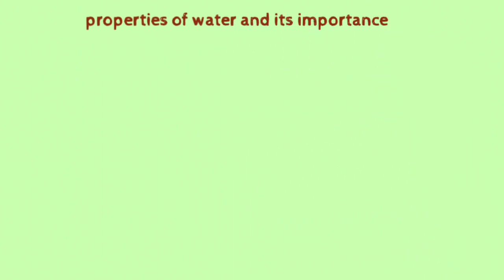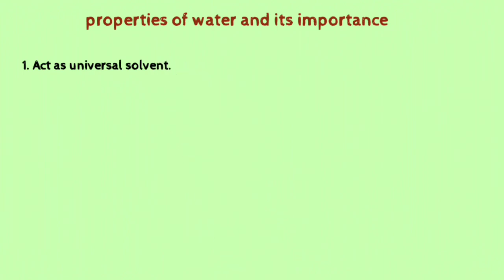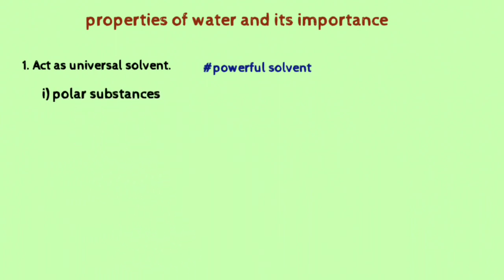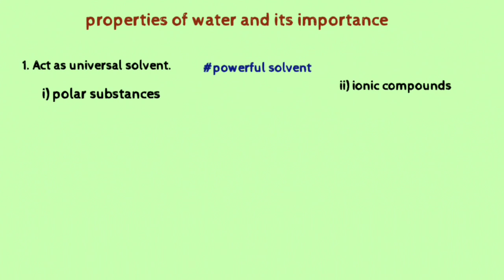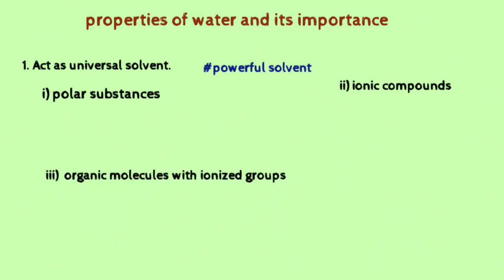Properties of water and its importance. First, water can act as a universal solvent because of its polarity and its ability to form hydrogen bonds. Water can be a powerful solvent for polar substances, for example sugars which have slightly charged hydroxyl groups. Secondly, ionic compounds, for example, sodium chloride. And third, organic molecules with ionized groups, such as the carboxyl group.